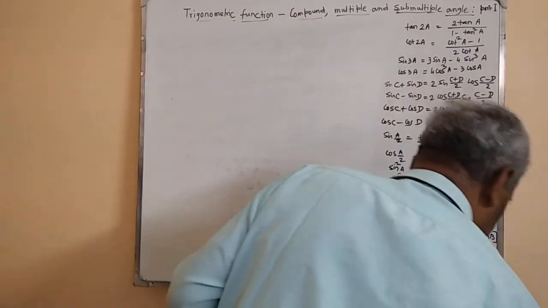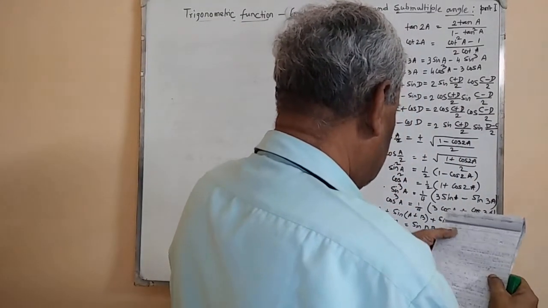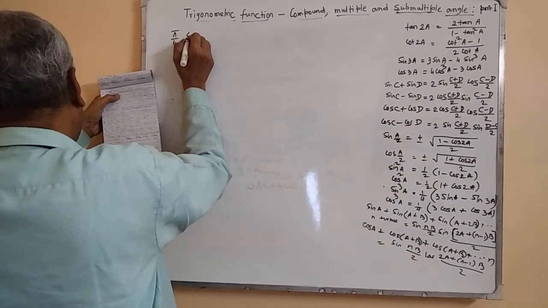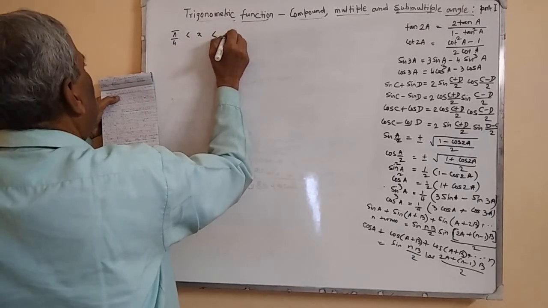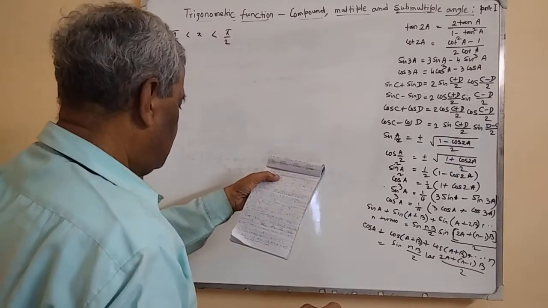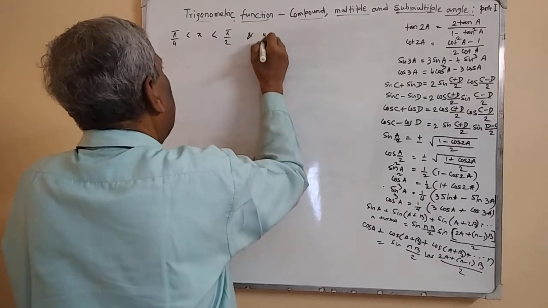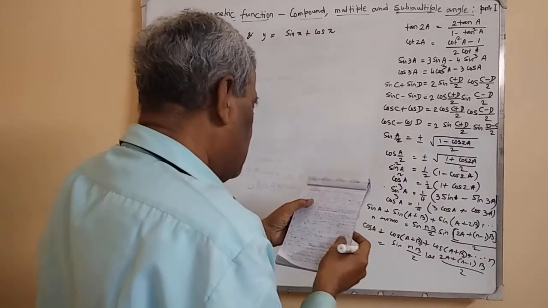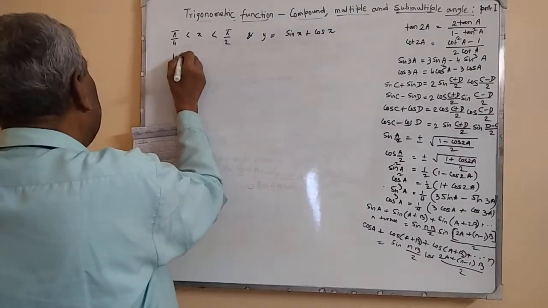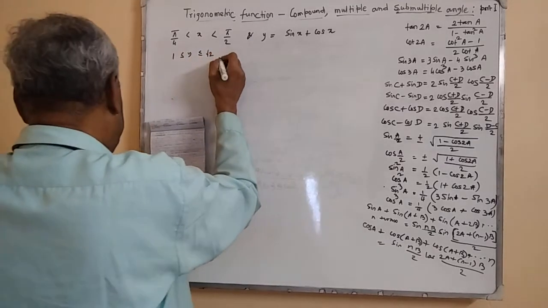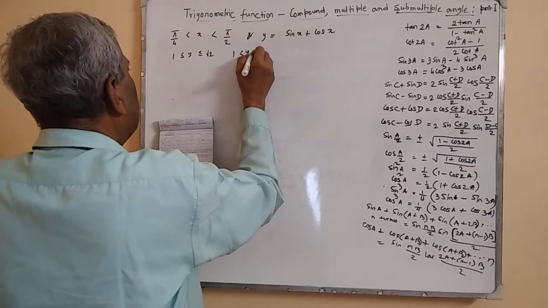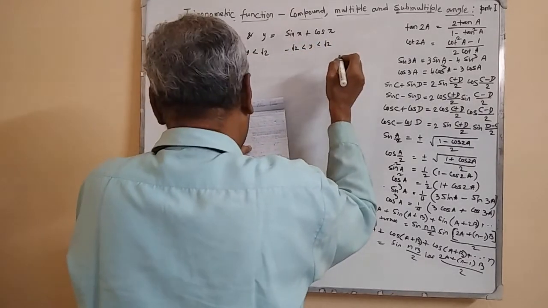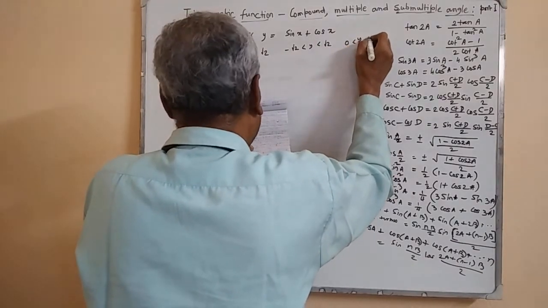So next problem. If pi by 4 is less than x less than pi by 2, and y is equal to sin x plus cos x, then which one is correct? 1 less than or equal to y less than or equal to root 2; 1 less than y less than root 2; minus root 2 less than y less than root 2; and the last option is 0 less than y less than root 2.